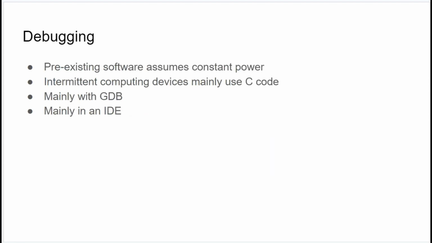So next, there's also what the current debugging space looks like. Essentially a lot of pre-existing software outside of intermittent computing assumes that you have a constant power source. And also a lot of intermittent computing devices mainly use C code, for which, fortunately, there are pre-existing debuggers, since it's very common. A lot of debugging is also mainly with GDB and mainly in an IDE as well. These are two tools which are used to perform debugging in the common space.